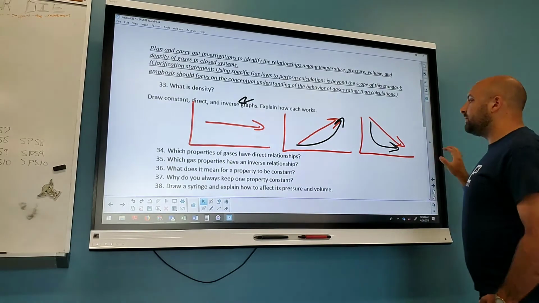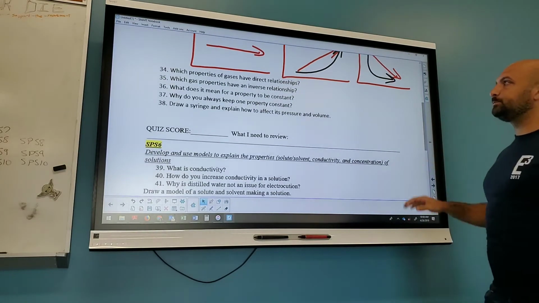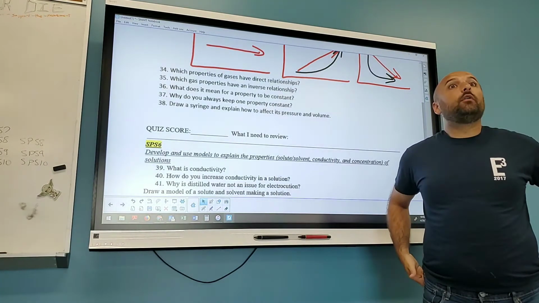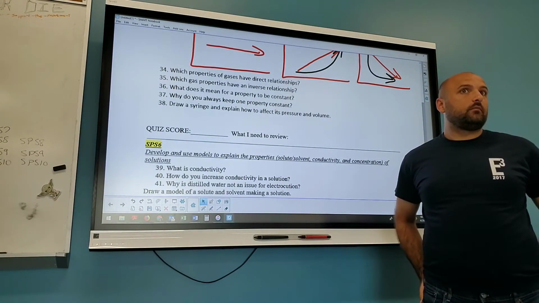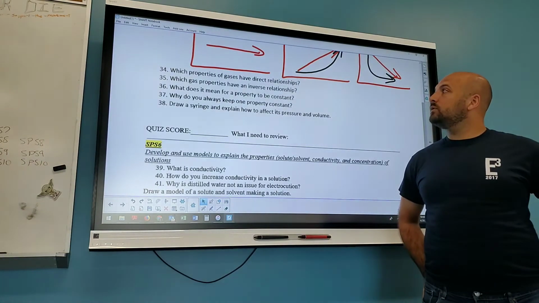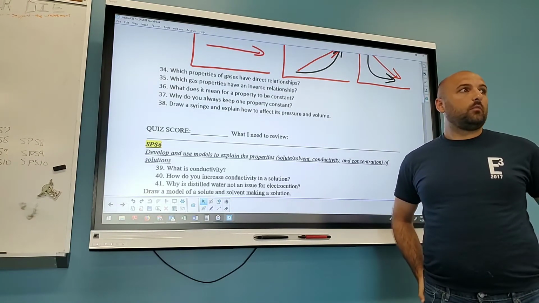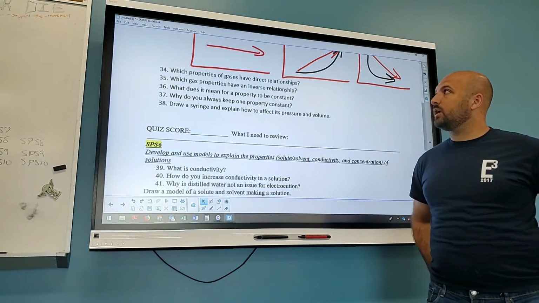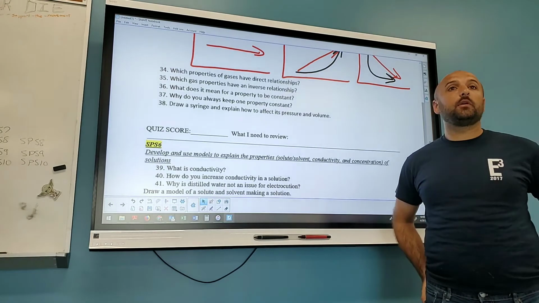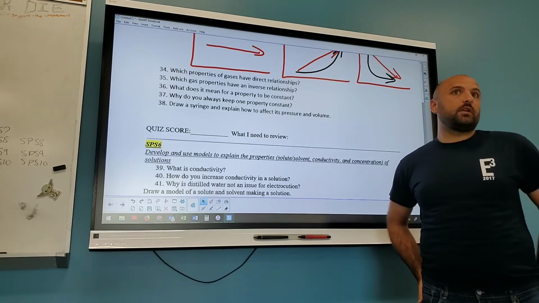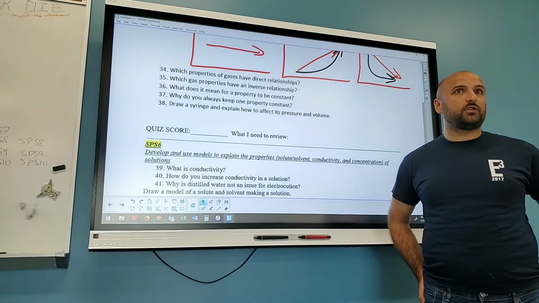All right, what properties of gases have a direct relationship? Both work together. Volume and temperature, and pressure and temperature. All right, what should you use to answer these questions? PTV strip. On your PTV strip, if you hold pressure constant and increase temperature, volume goes up. All right? If you hold volume constant and increase pressure, temperature goes up. They have a direct relationship.